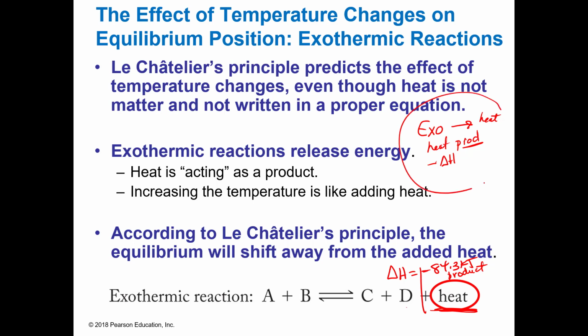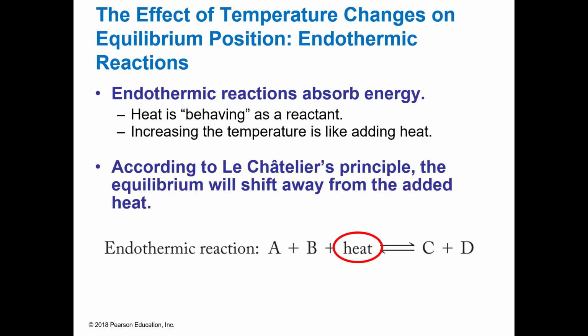So you just have to remember those go together. Exothermic, heat is a product, and you quantify that by putting delta H as a negative number. Heat is a product in either of those cases, so either way you write the reaction, you have to remember that. The opposite is true with an endothermic. Endothermic absorbs energy, so it's going to have a positive delta H, or it's going to be written as a reactant. So if it's endothermic, heat is a reactant.